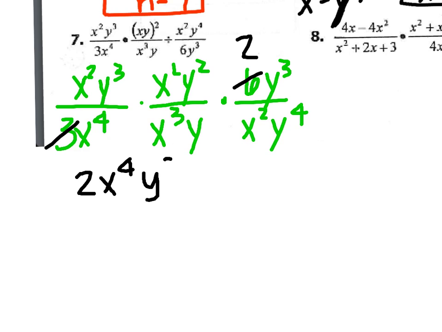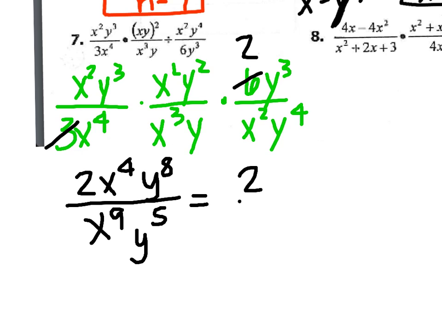Remember, when I'm multiplying things that have the same base, I'm adding their exponents. So 4th, 3rd, squared, I get 7, 9. Y to the 5th. When I battle these with the x's, my denominator wins by 5. With the y's, my numerator wins by 3.